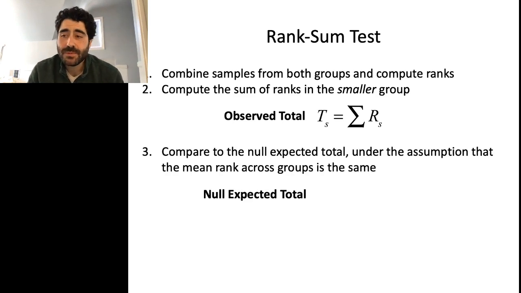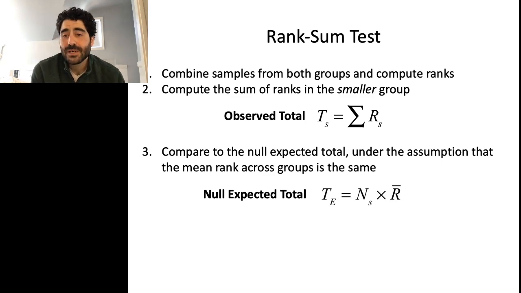Now what we have to do is think about what the null hypothesis is here. The null hypothesis is that these two groups have the same median, and so all of the ranks in each group should be centered around the average rank. And so the null expected total here is the number of values in this small group times the average rank, right? The null hypothesis is that all the ranks in this one group are centered around this average rank R bar. And so the expected total of those ranks is just the number of items times this expected rank R bar.